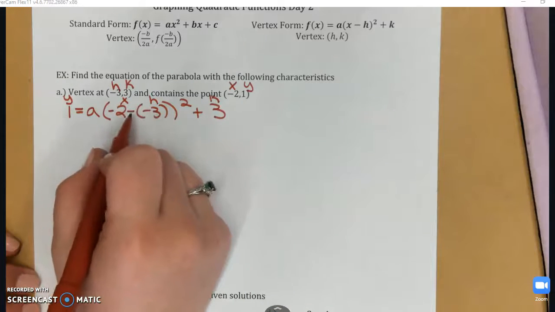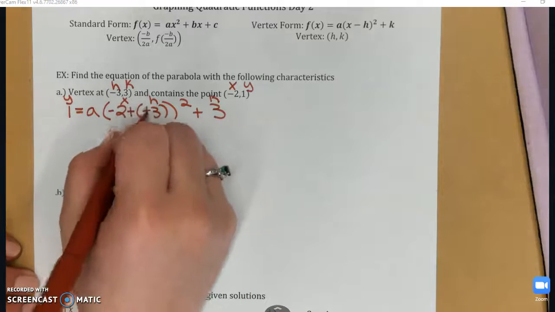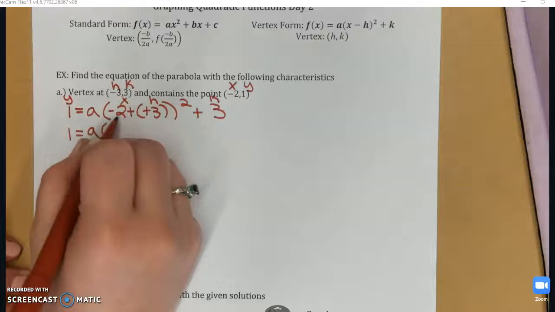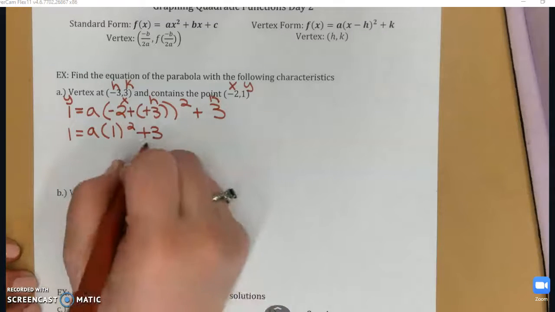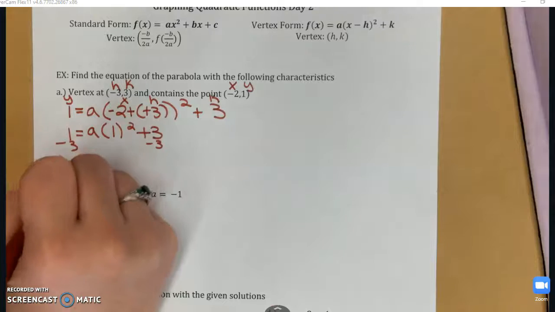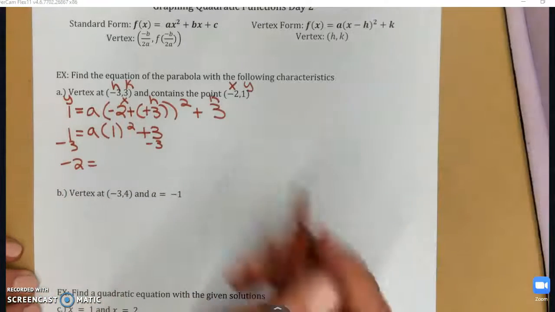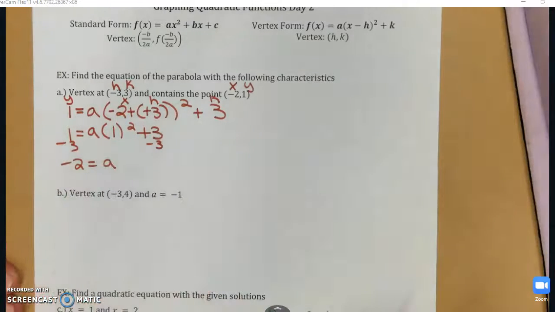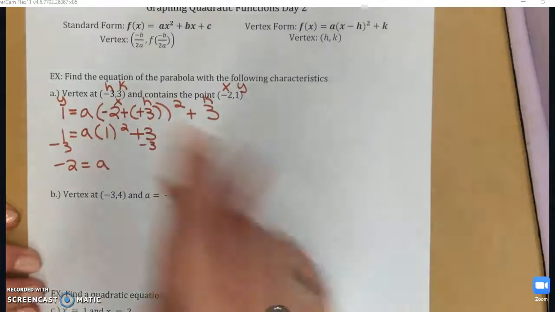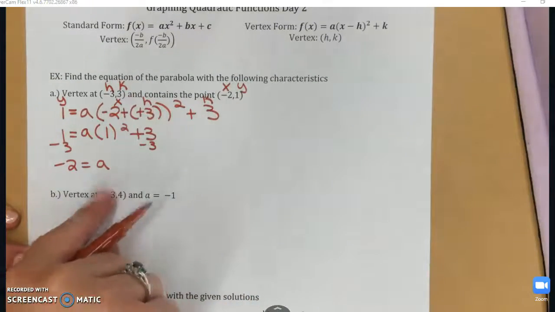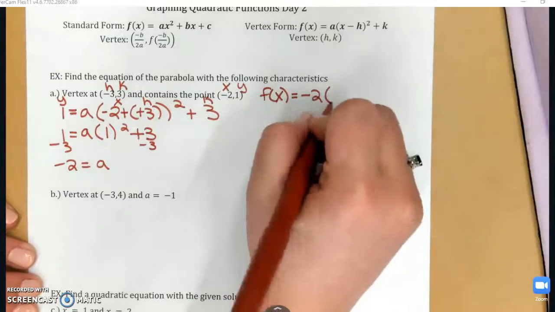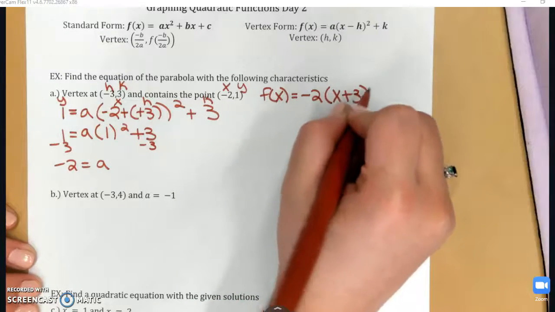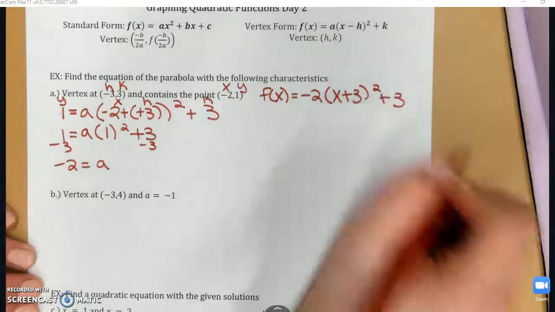So starting from inside my parentheses, when I have minus a negative, that becomes plus. -2 plus 3 is 1, and again, I'm solving for a. If I move the 3 over, I get -2. 1 squared is just 1, and 1 times a is a. So a is actually -2. So I can go ahead and write my equation in vertex form because I know h, k, and I just found a. So my equation in vertex form is going to be -2 times (x plus 3) squared plus 3.